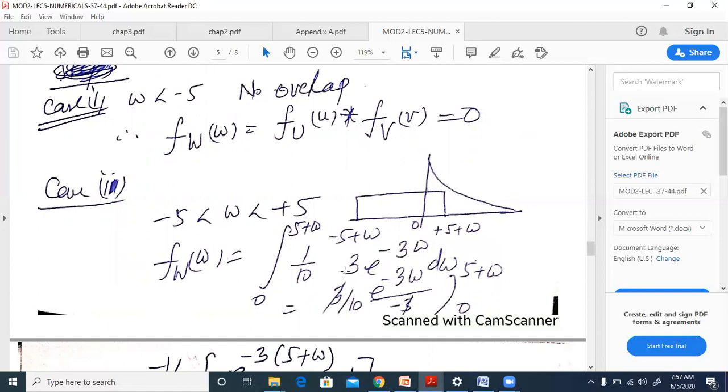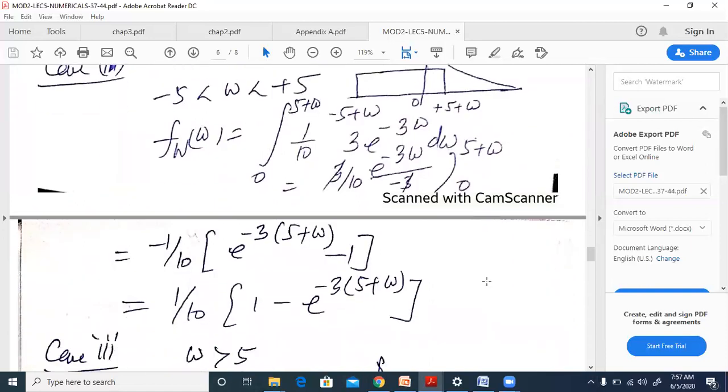Integrate this over here. 3 by 10 you can take out, integrating this, we'll get 3 e to the power of minus 3w by minus 3 with limits 0 to 5 plus w. The 3 will cancel, and we'll get minus 1 by 10. If you substitute 5 plus w in place of w, you'll get this. If you substitute 0 for w, you will get e to the power of 0, that will be equal to 1, and taking the minus inside, you'll get 1 by 10 into 1 minus e to the power of minus 3 times 5 plus w.